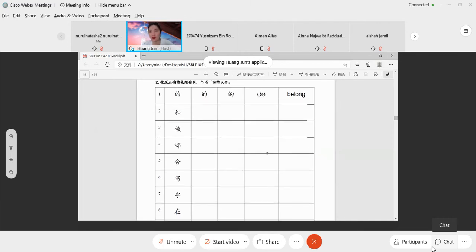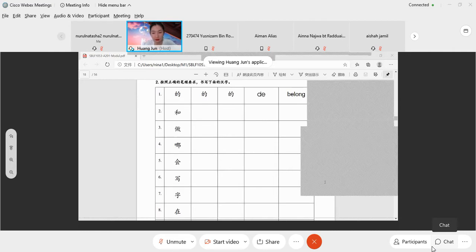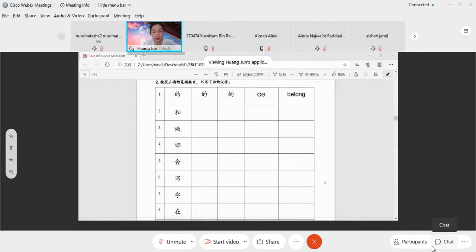Then the first thing for homework today is you have to write down the pinyin and meaning for Chinese character. 汉字 OK, 汉字 Chinese character.